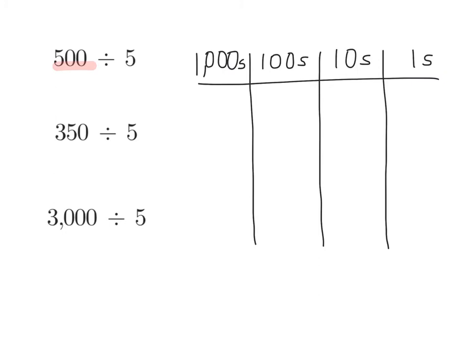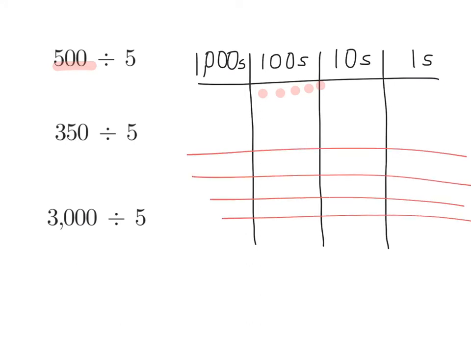You know that our whole is 500, so I'm going to draw 5 discs in the hundreds column, right? I'm trying to divide it into 5 equal groups. So here's 1, 2, 3, 4, 5. 1, 2, 3, 4, 5.